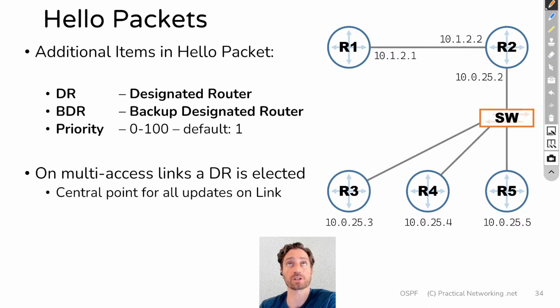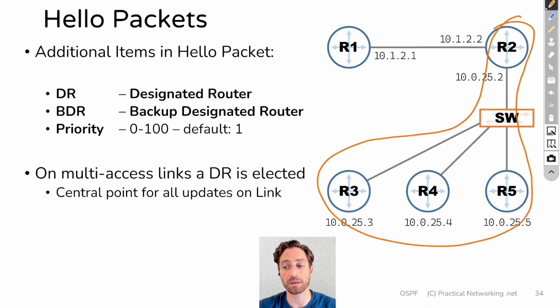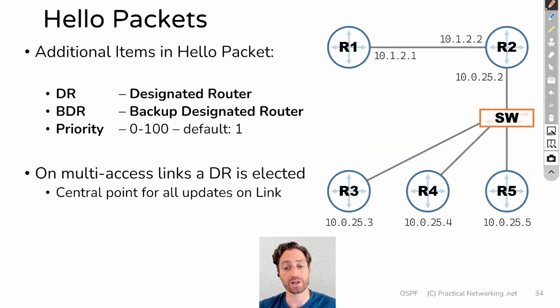Rather, the way OSPF compensates for that is on any link that is a multi-access link. Notice over here we have multiple neighbors on that particular link. What happens is a DR, a designated router, is elected, and that designated router is the central point for all updates on that particular link.